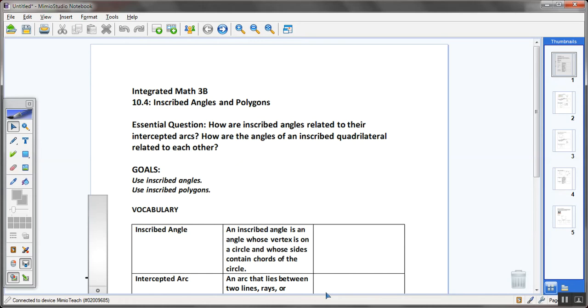Today's lesson is titled Inscribed Angles and Polygons for Integrated 3. How about a volunteer to run my essential question today? What are we trying to answer? Who's got it for me? How are inscribed angles related to their intercepted arcs? How are the angles of an inscribed quadrilateral related to each other?